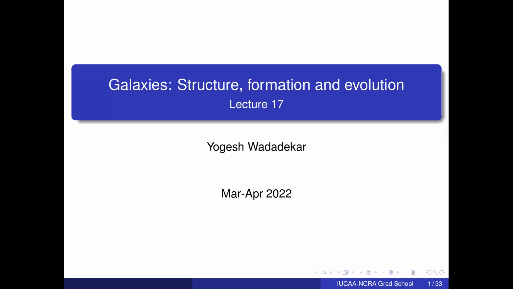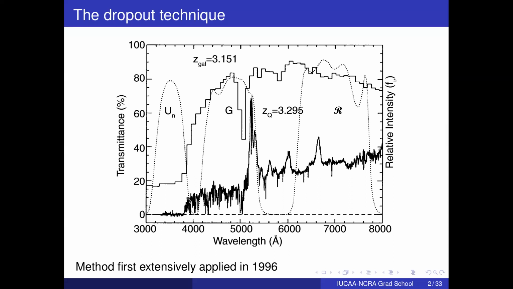So let us begin lecture 17 of the course on galaxies. So last time, this is where we had stopped. We had said that there is this dropout technique that is extensively used for the identification of high redshift galaxies.